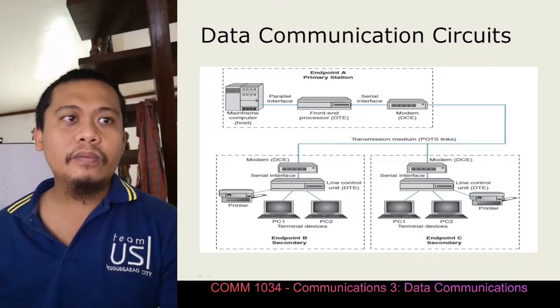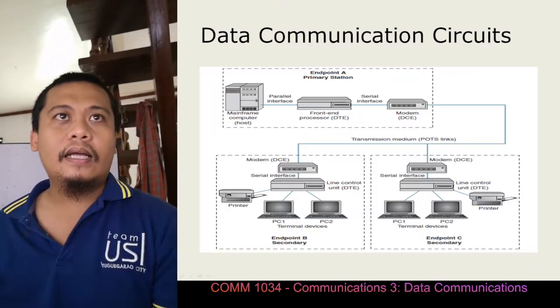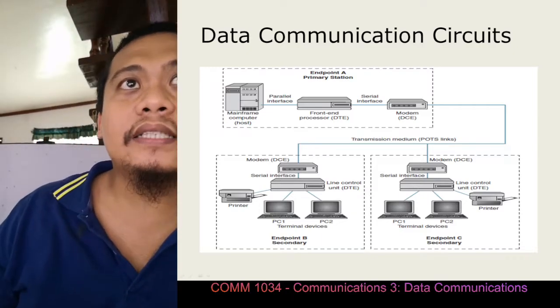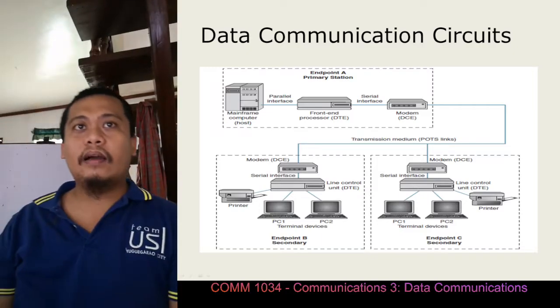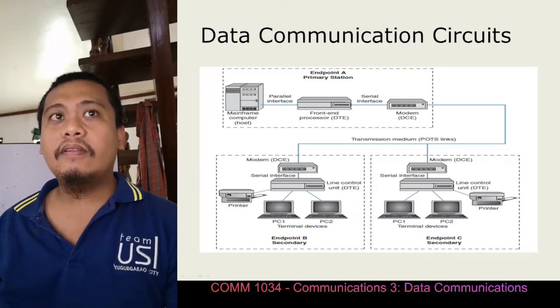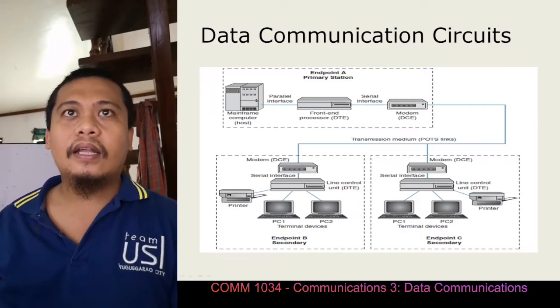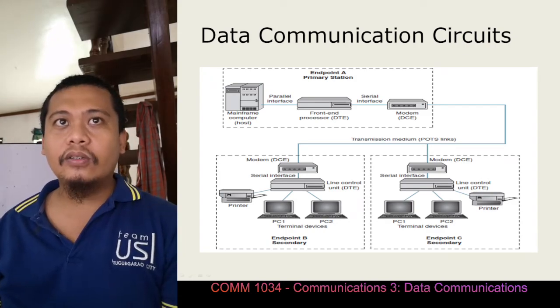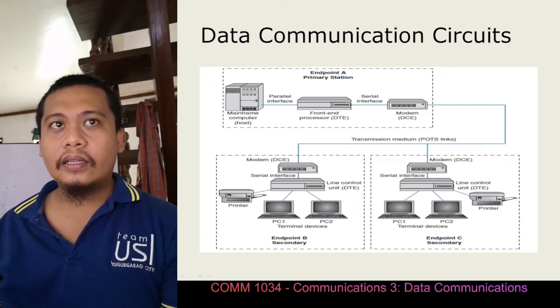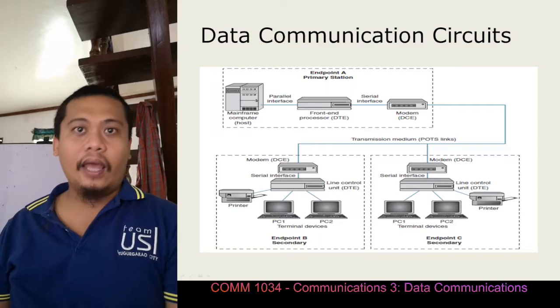So, the LCU at the secondary station directs traffic between one data communication link and a relatively few terminal devices which all transmit and receive data at the same speed and use the same data link protocol character code, data format, and so on.